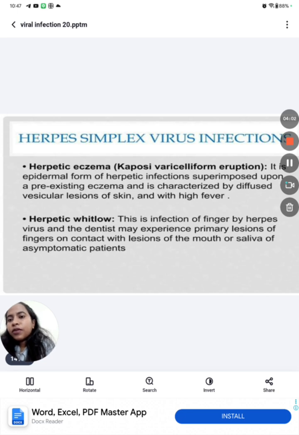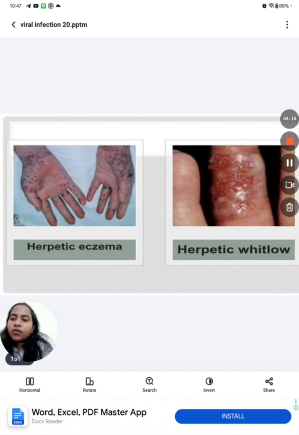Herpetic eczema and whitlow are also there. Herpetic eczema is an epidermal form of herpetic infection superimposed upon pre-existing eczema and is characterized by diffuse vesicular lesions. Whitlow is an infection of the fingers by the herpes virus. This is the clinical picture.